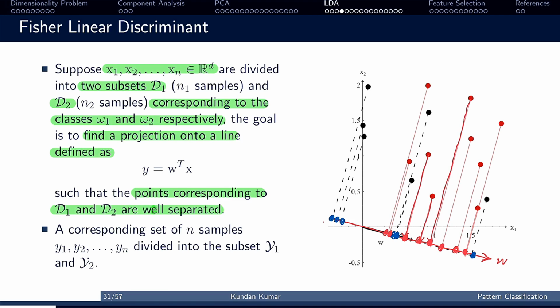Definitely the mean of the set of samples from class 1 and the mean of the samples from class 2 should be well separated, and the within class variance should be minimum. That should be the criteria to obtain such separability. When we project all the data samples on this line, we will have a set of n samples, y1, y2, up to yn, and that will be divided into the subsets Y1 and Y2.